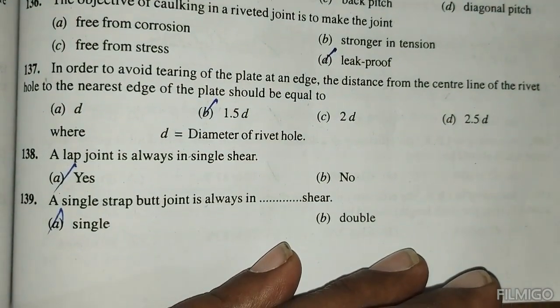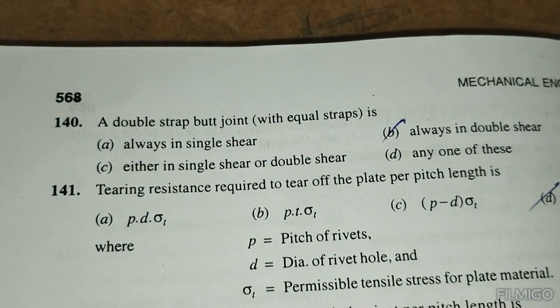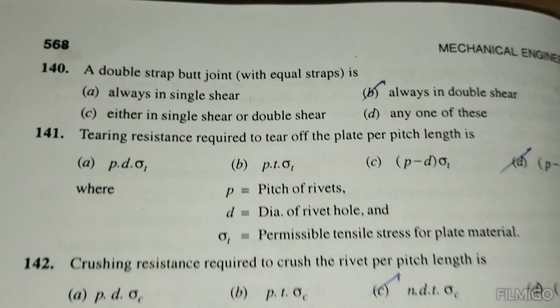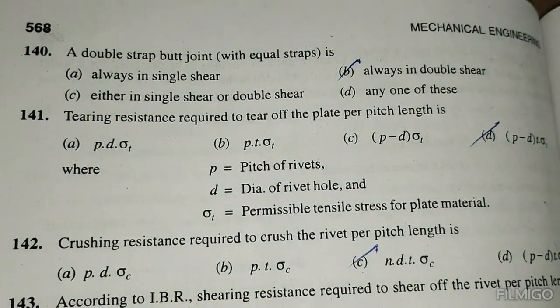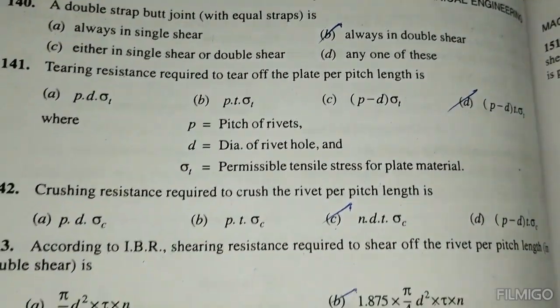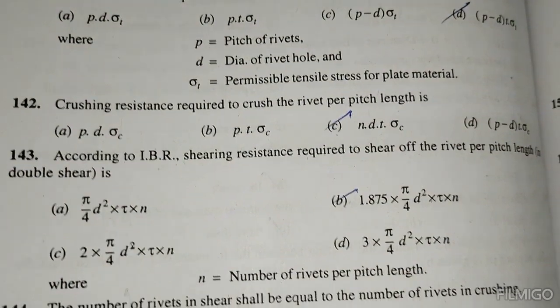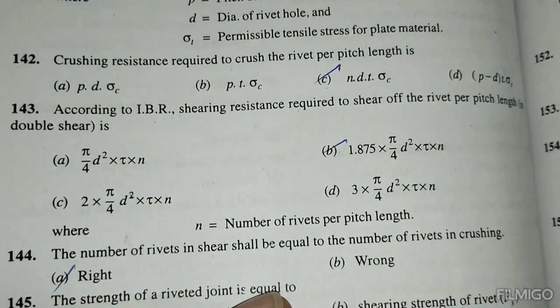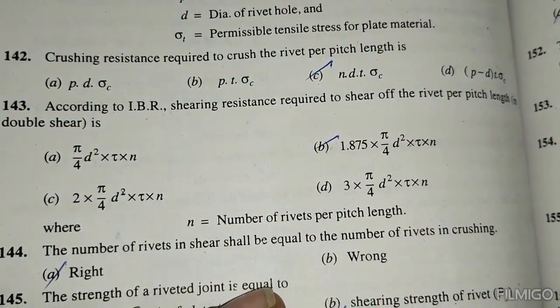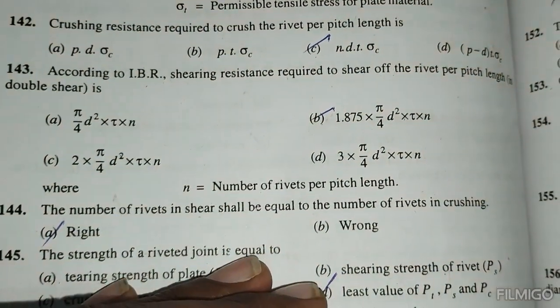A lap joint is always in single shear. A single strap butt joint is always in single shear. A double strap butt joint is always in double shear. The tearing resistance required to tear off the plate per pitch length is (p minus d) t sigma t. The crushing resistance required to crush the rivet per pitch length is n d t sigma c. According to IBR, the shearing resistance required to shear off the rivets per pitch length in double shear is 1.875 into pi by 4 d square into tau.